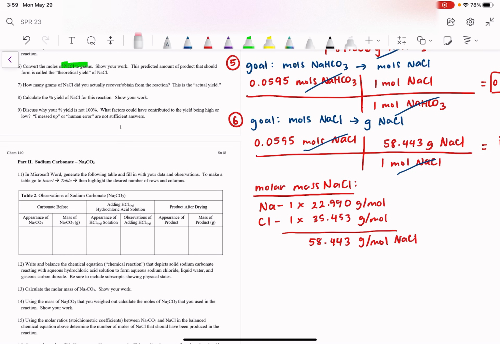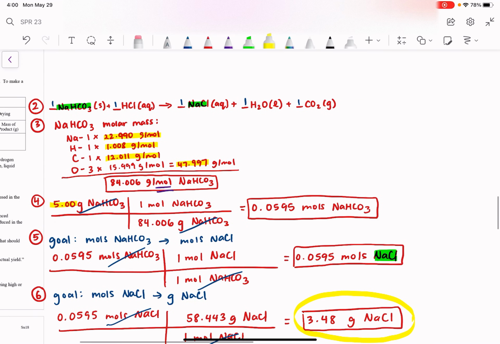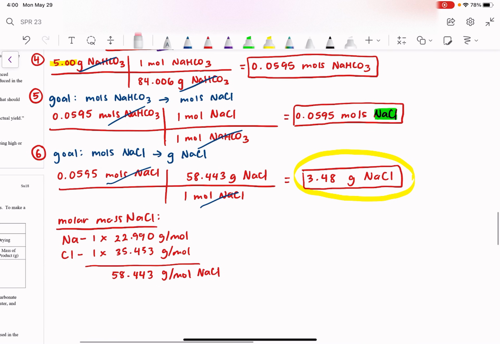So it says this predicted amount of product that should form is called the theoretical yield of NaCl. So what does that mean? We calculated how many grams of NaCl we could have produced if everything in lab went according to plan. So we put in this many moles of NaHCO3 and we got out this many grams of NaCl. And we don't know if we got that much out. This is just the theoretical yield, right? This is what we could make in theory if everything in lab went amazing.